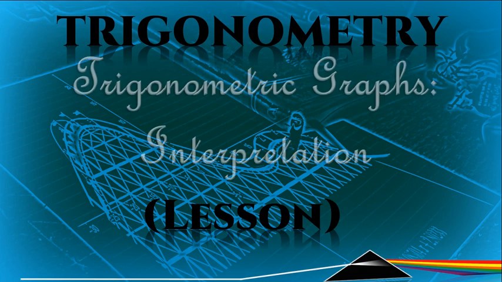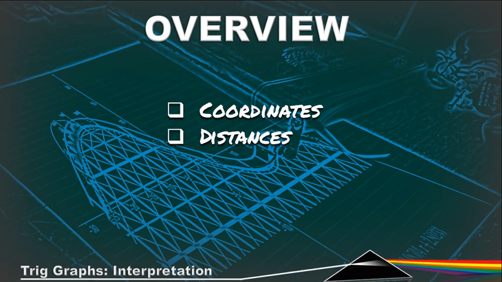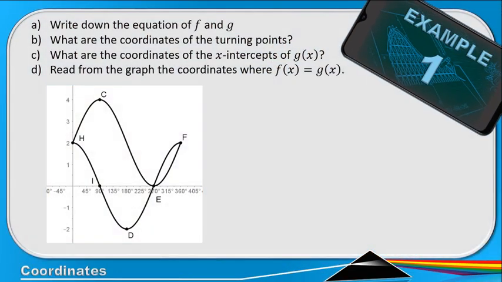In this lesson, we are going to focus on the interpretation of the trigonometric graphs. We are going to divide the lesson into three sections. Firstly, we're just going to look at questions that ask for the coordinates, then distances, and then finally the inequalities. So in this first example, it says write down the equations of f and g.